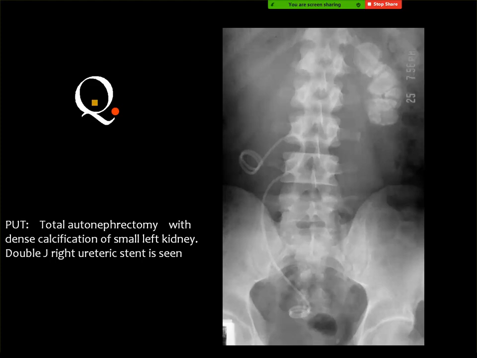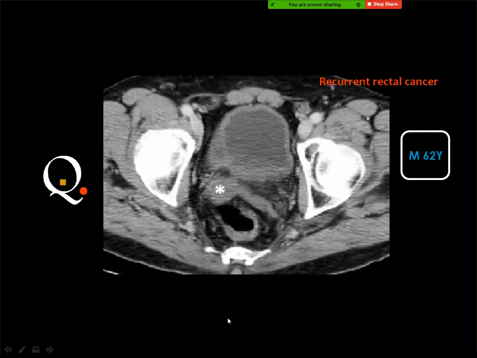Tuberculosis of left side kidney. This is spot diagnosis of renal TB. Dense calcification in the region of the kidney. These are not, of course, calculi. The kidney is small in size. The right kidney, there is a stent of the ureter, and this is TB of the kidney.